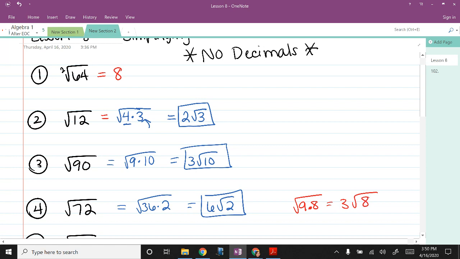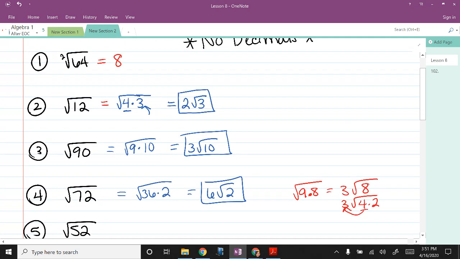But wait a minute, 8 has 4 that goes into it, and 4 is a perfect square. So you would change that to 3 radical 4 times 2, because 4 times 2 is 8. The square root of 4 is 2, and you pull that outside where there's already a 3. So you multiply that and you would get 6 radical 2.